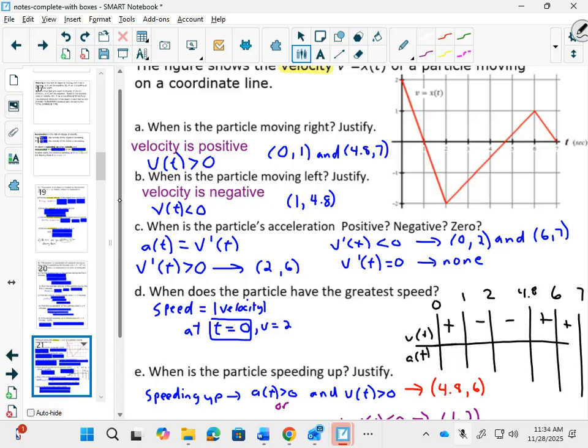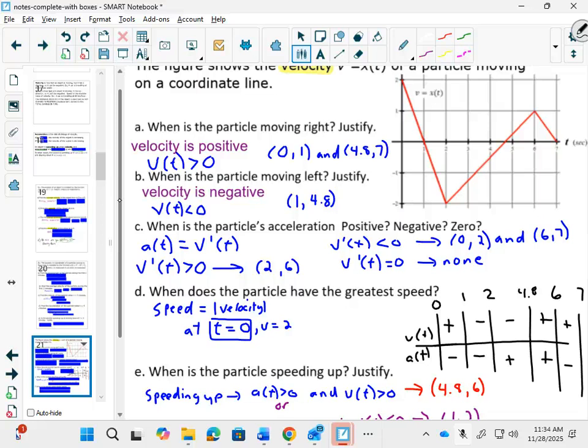Can you see how I went through that chart and did different things for my velocity? Now, my slope is negative from 0 to 2, so it's going to be negative, negative. Then my slope is positive from 2 to 6, so positive, positive. And then my slope is negative from 6 to 7.